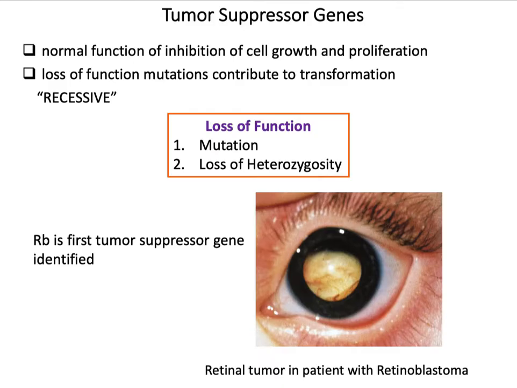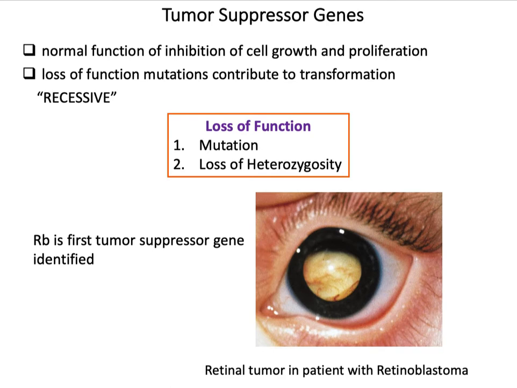As I mentioned in the first part, tumor suppressor genes have a normal function in cells, and their function is to inhibit cell growth and proliferation. So they're negative regulators of the cell cycle. And when you have a loss of function mutation in them, this can contribute to the neoplastic phenotype. And these mutations are often referred to as recessive because you have to lose function in both copies of your genes before you see some kind of effect on the cell cycle.